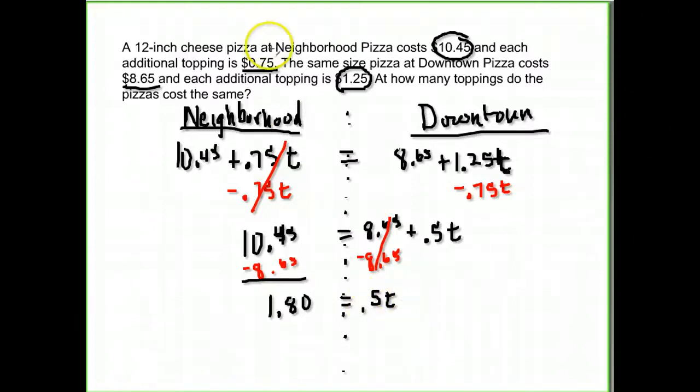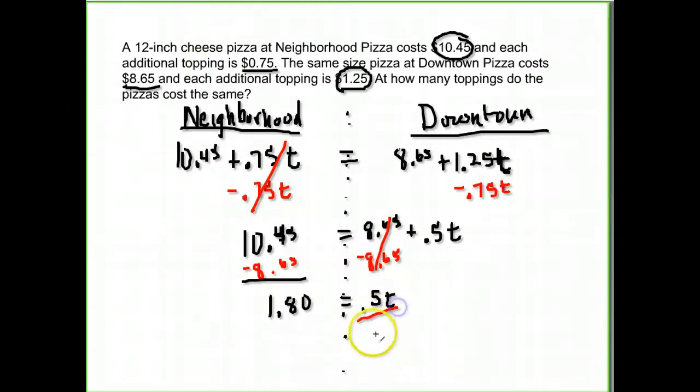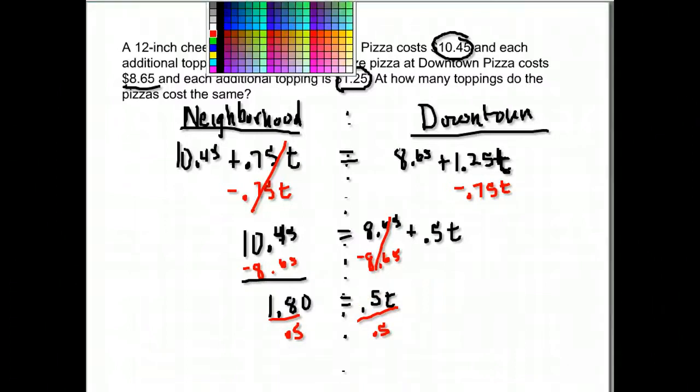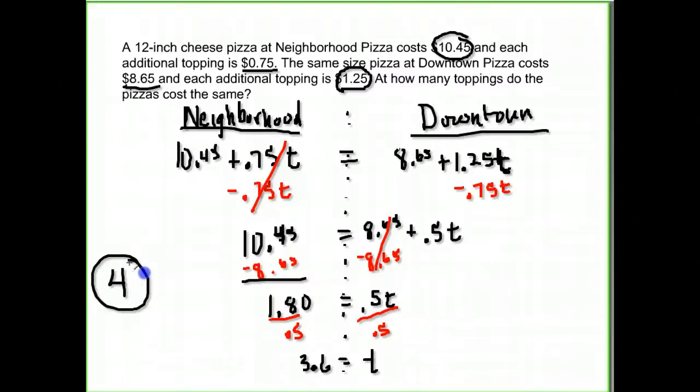All we have to do is get rid of that 0.5 that's with the t. It's 0.5 times t. The opposite of multiplying by 0.5 is to divide by 0.5. And so that's what we do. Divide both sides by 0.5 and we get our number of toppings t equals 3.6 toppings. Okay. So we would probably round that up to 4 because you can't put 0.6 of a topping. So at 4 toppings, the 2 pizzas will cost exactly the same.